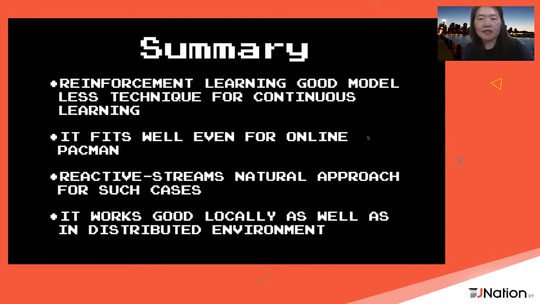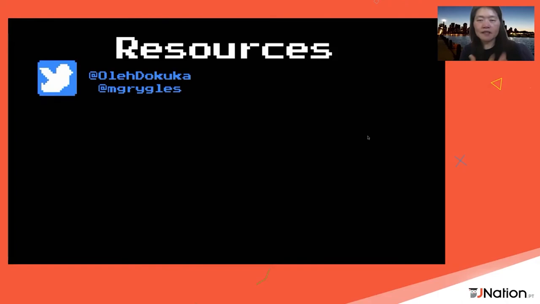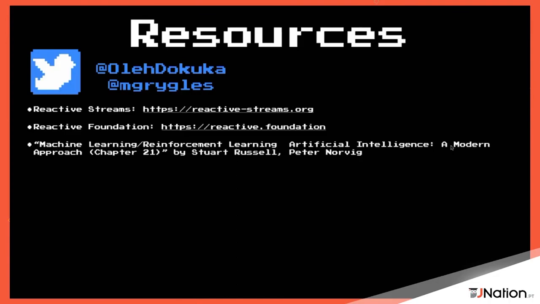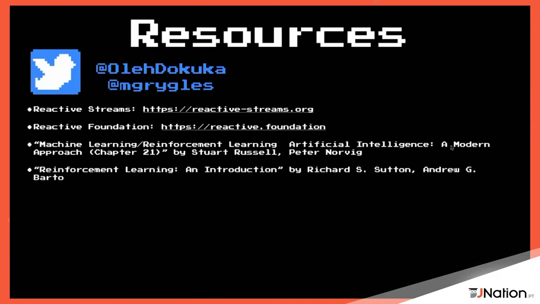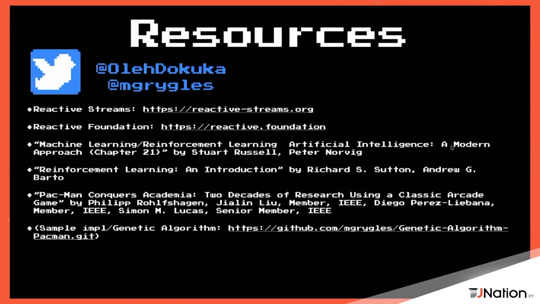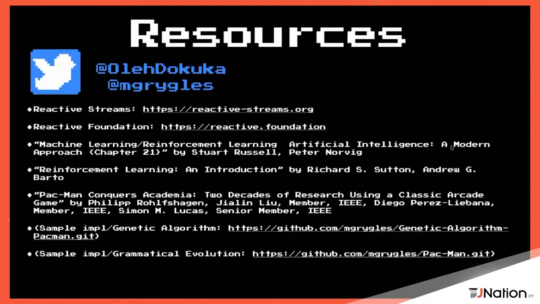And okay, so we just have to come to this and then show you all the resources. We'll make these slides available to you. These are our Twitter handles. And then these are the different links to the different topics that we've talked about: reactive streams, the reactive foundation, machine learning, reinforcement learning, artificial intelligence, the book by Russell and Norvig, and that's a good book. Also by Richard Sutton and Andrew Barto. That's a great book on reinforcement learning too, if you're interested. Then there's also the paper that we looked at, here, Pac-Man Conquers Academia, that particular IEEE paper. And also the sample code for the genetic algorithms, as well as our grammatical evolution.